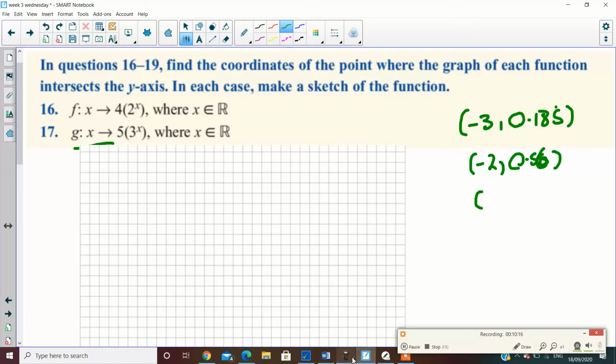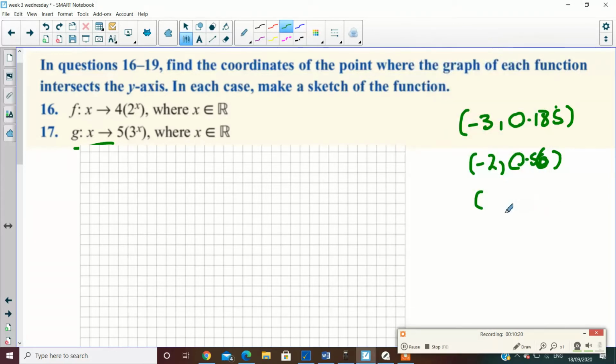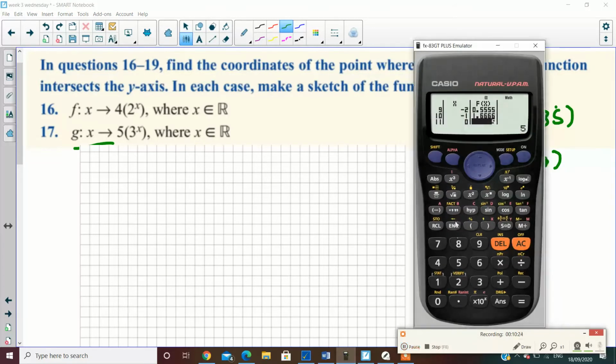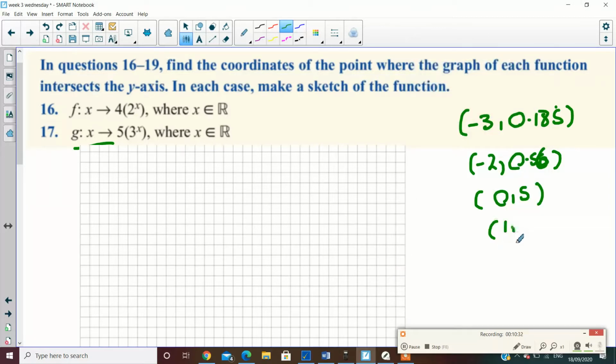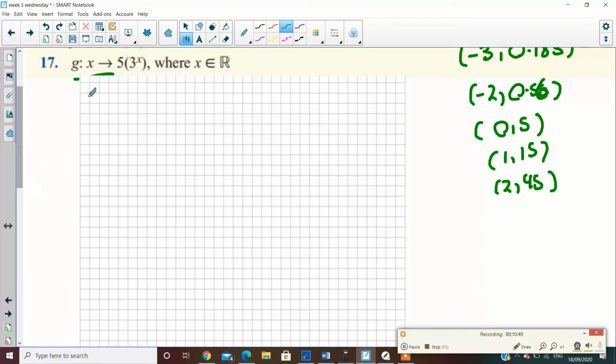Now I'm going to go for some others. I'm going to start spacing out a bit. 0, 5 is a good one. Are you happy with 0, 5? Let's keep going. 1, 15. 2, 45 might be a bit on the large side. Do you think so? I can do my best. Right, let's try this out. All right. Yes.